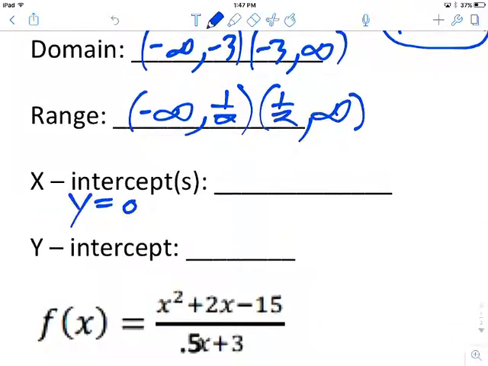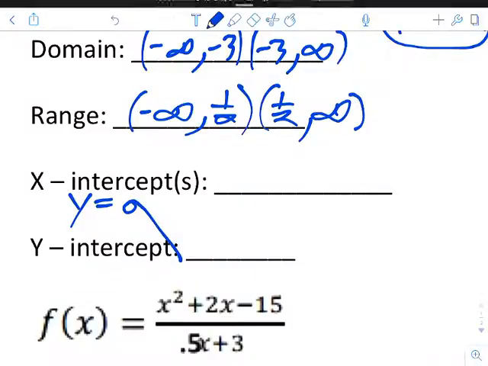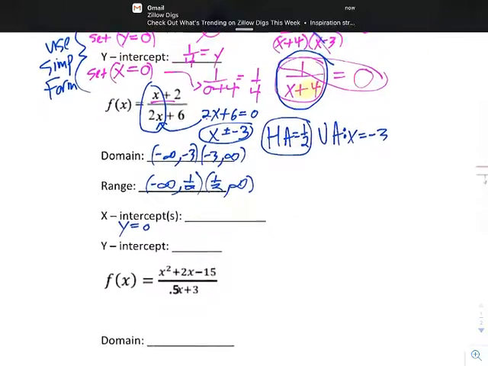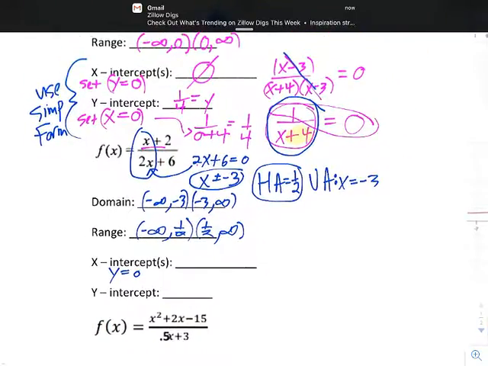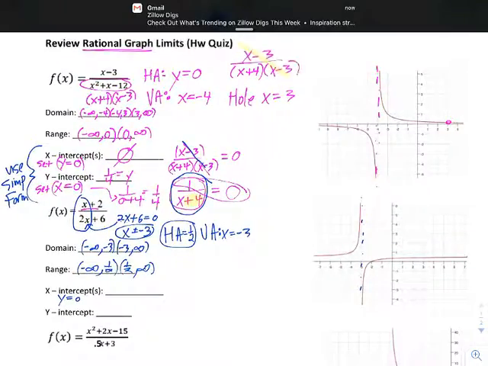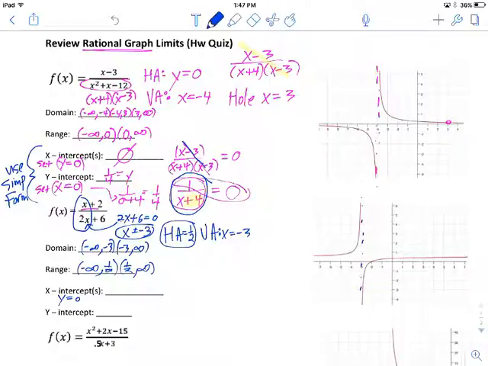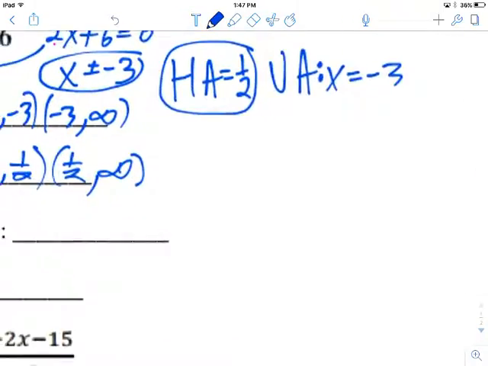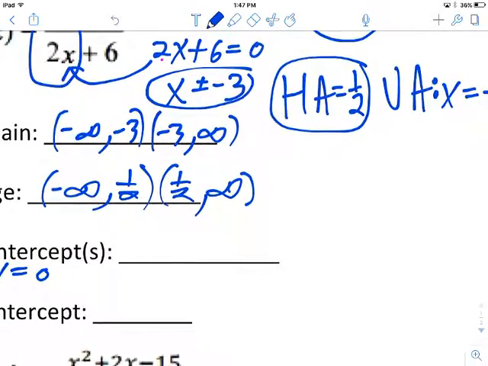X-intercepts: y equal to 0. Or if I set the whole thing equal to 0, I cannot get it to work. There we go. I'm going to set the numerator x plus 2 equal to 0. There's my original. Just having some tablet issues. It's not responding very well. Okay.